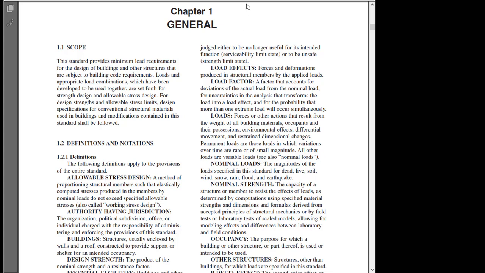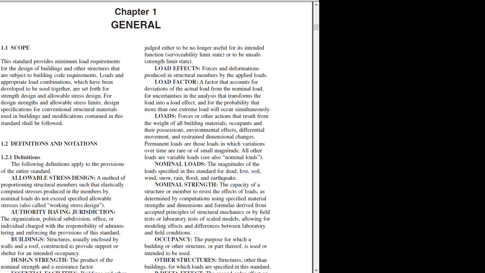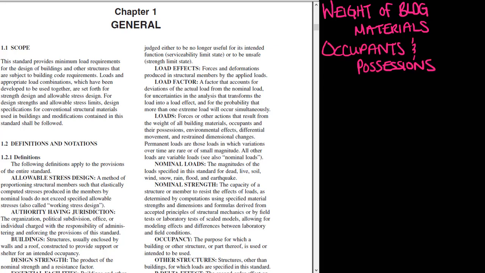So let's start to break this apart. First, we have the weight of all building materials. So that would include the walls, doors, windows, mechanical equipment, lights, plumbing. Even the structure itself has weight, and structural engineers need to design for all of that. Next, we have occupants and their possessions. Occupants, of course, means people in the building, and possessions are anything that they bring along with them.